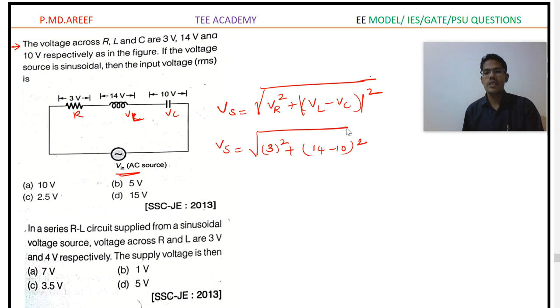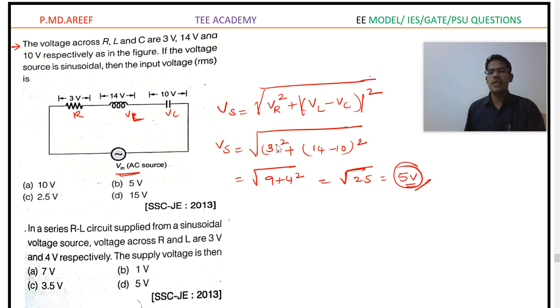So whole square. If you do so, square root of 9 plus 4 squared is nothing but square root of 25. The answer will be 5 volts. In these questions, generally the examiner will give a perfect square root. They will not change the values. They will ask for a perfect square root especially in such questions. In most of the questions I have seen, the answer is 5 volts. So 5 volts here.